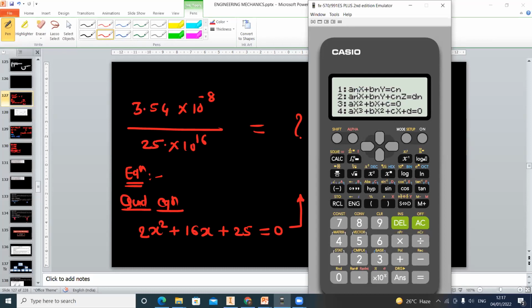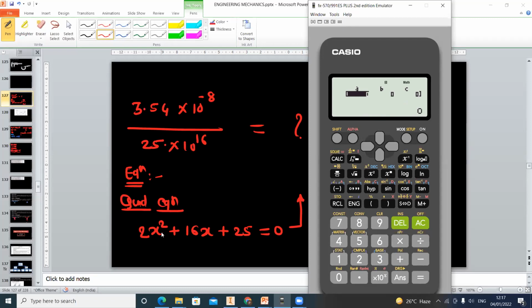First is the linear equation. Second is also a linear equation, in three variables, while the first is in two variables. Third is the quadratic equation, in the format ax square plus bx plus c, where a, b, c are the constant values and x is the variable. And fourth is the cubic equation. Right now we need the third option, the quadratic equation. So select 3.